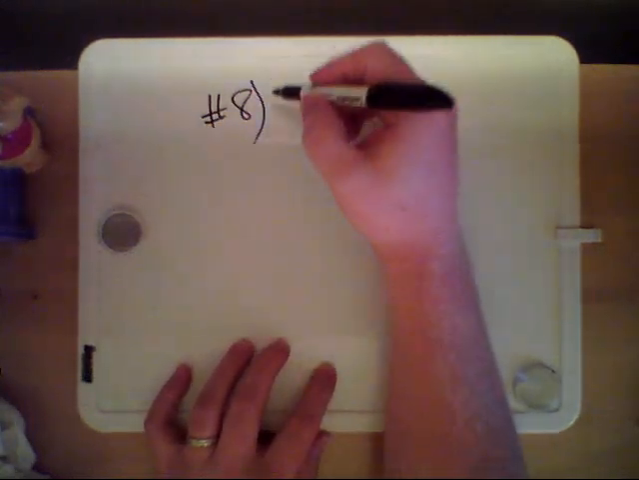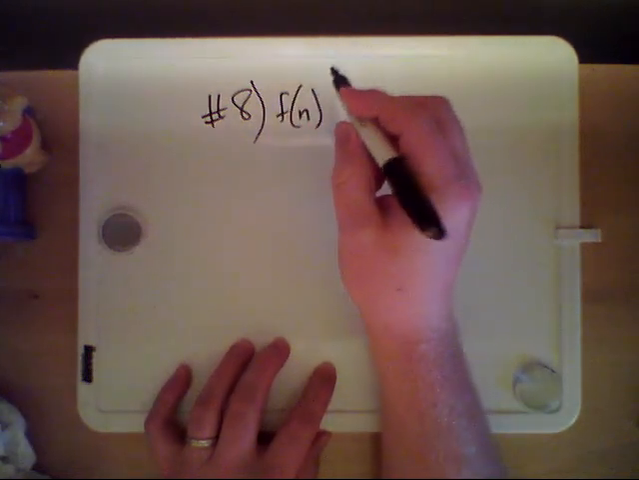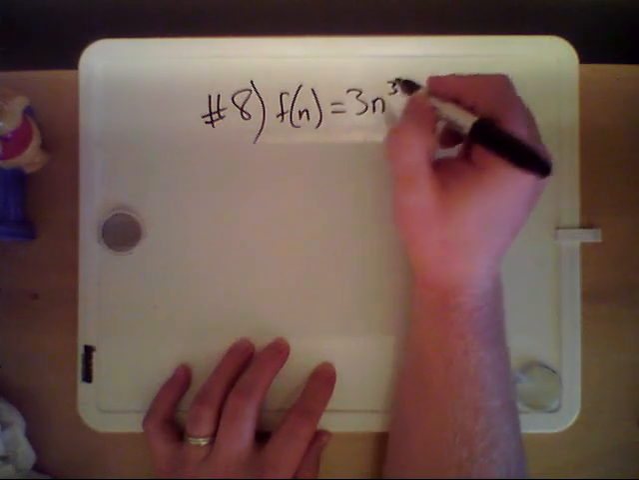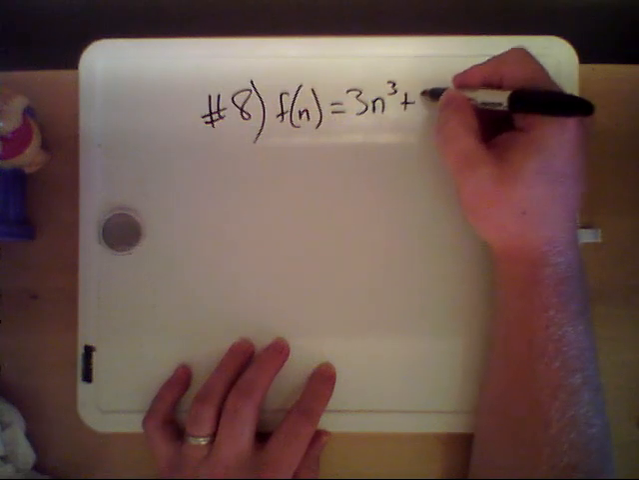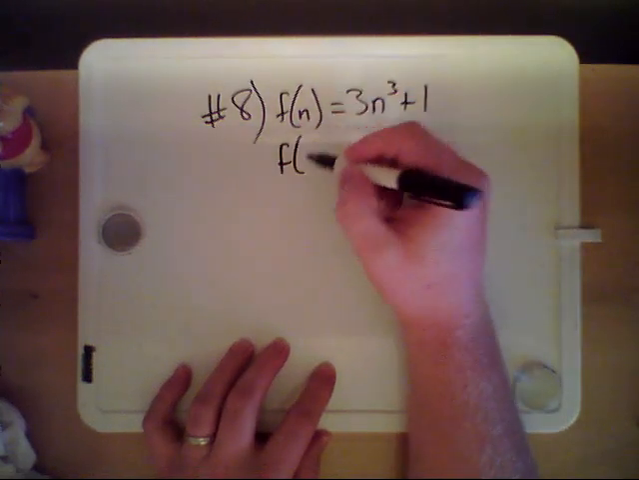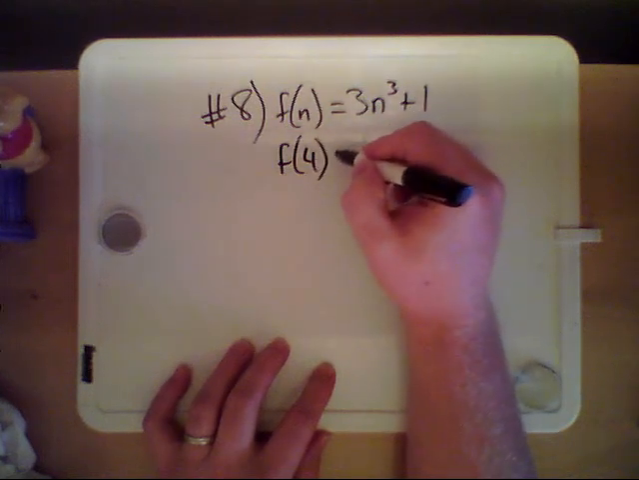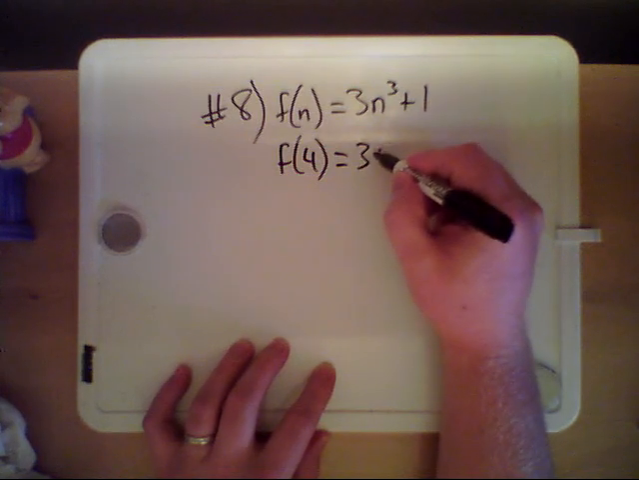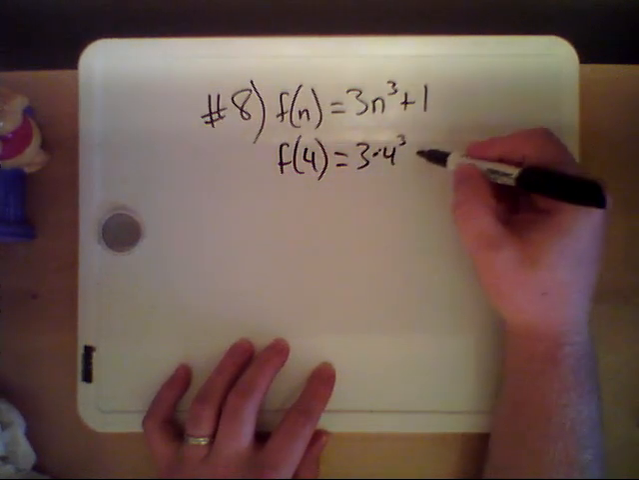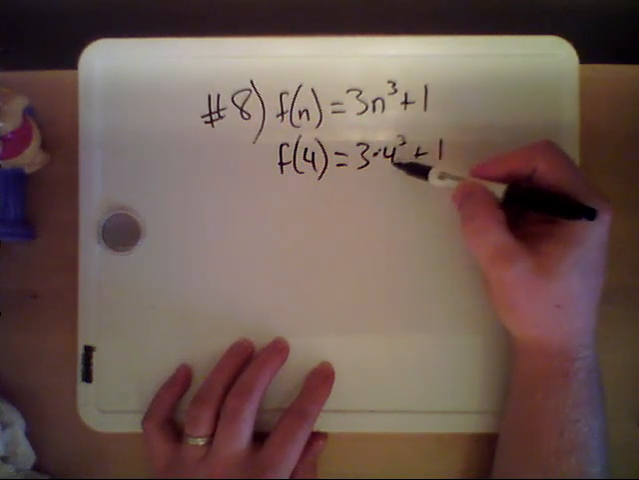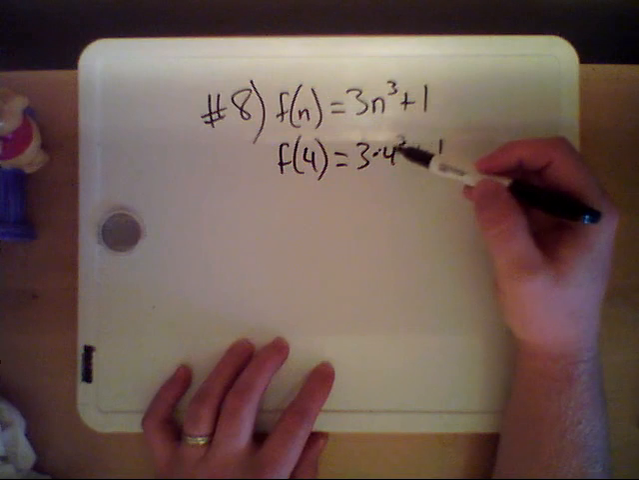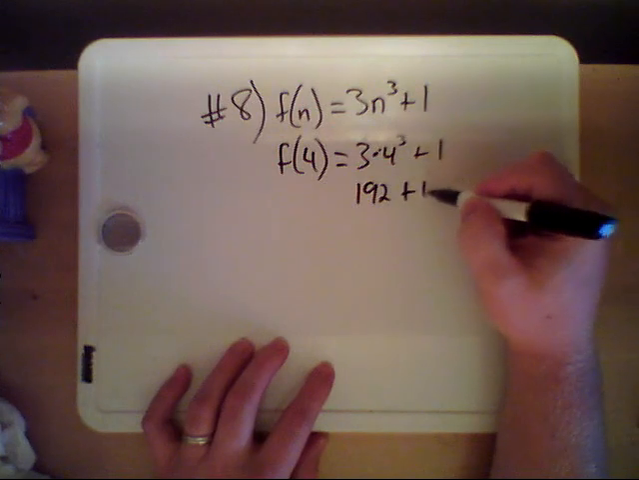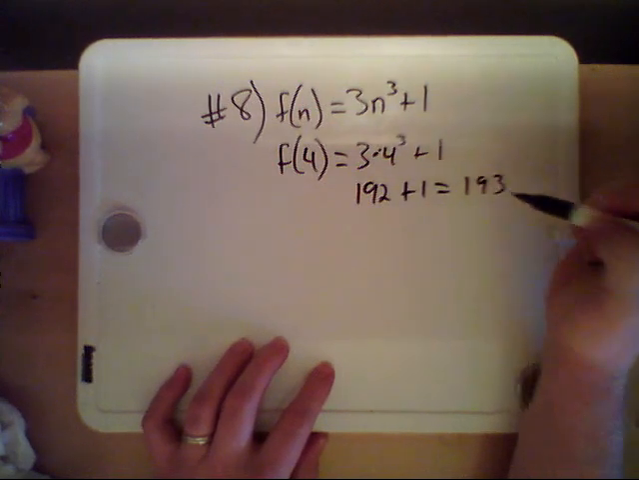We have f of n equals 3n to the third plus 1. Let's define f of 4. Anytime we see an n, we're going to replace it with a 4. So it's going to be 3 times 4 to the third plus 1. 4 to the third, well, 4 squared is 16. 16 times 4 is 64. And then 64 times 3 is 192. And that's going to be plus 1. So that equals 193.